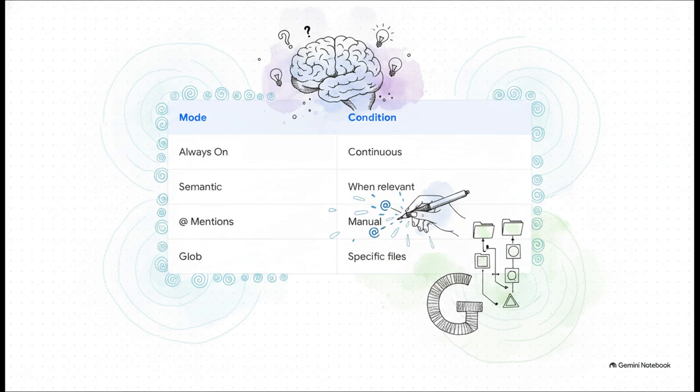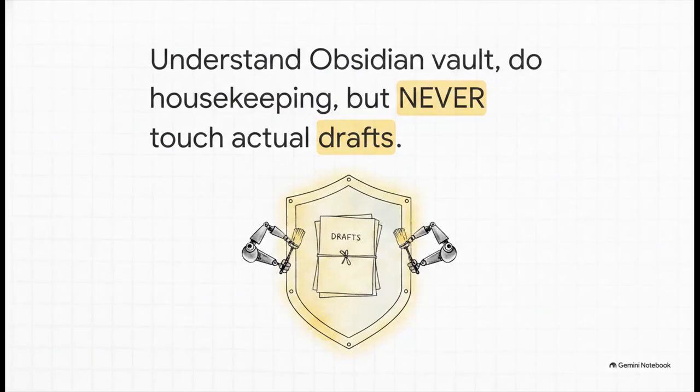It is just incredibly organized. To make this a bit more concrete, here's a fantastic example from Nolan's workflow with his Obsidian vault. This rule tells the agent exactly what it should do. Understand the vault structure, perform housekeeping, but critically, it sets really hard guardrails. Quote, never touch my actual drafts. By setting this rule just one time, you never have to waste your breath adding that disclaimer to every single prompt ever again.